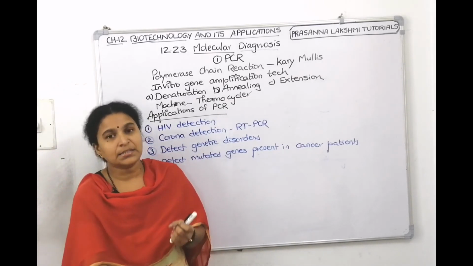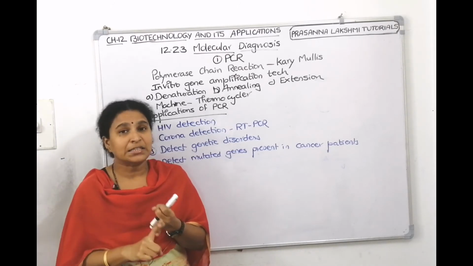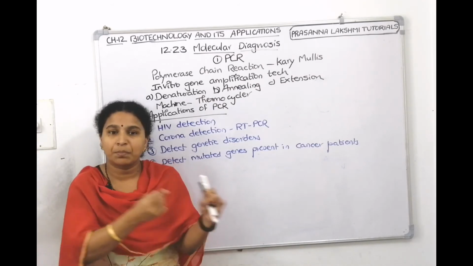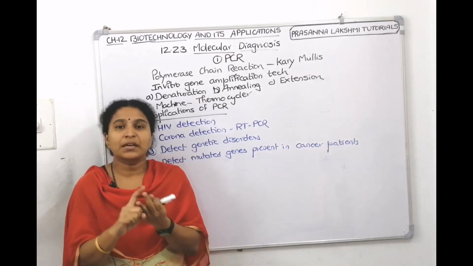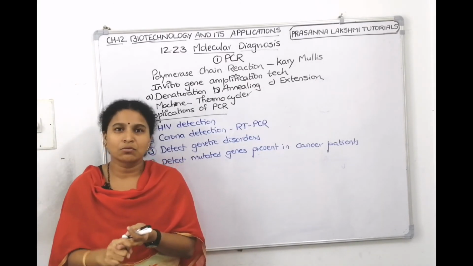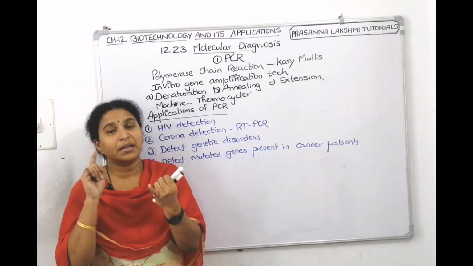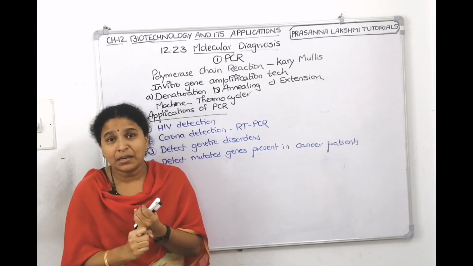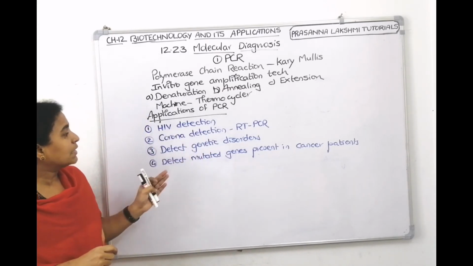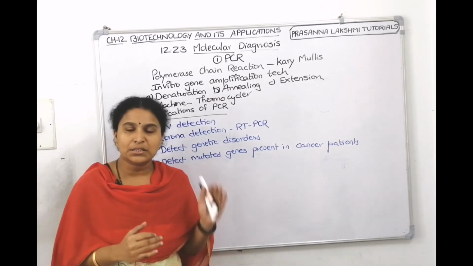NCERT says that PCR comes under molecular diagnosis. PCR will amplify the sample outside; it does in vitro amplification, not causing any harm to the person. PCR helps in early detection. Early detection of HIV helps to save the person and to treat the person in a better manner. So it helps in HIV detection, in detection of corona, in detection of genetic disorders, and in detecting mutated genes present in cancerous patients. All this is about PCR.